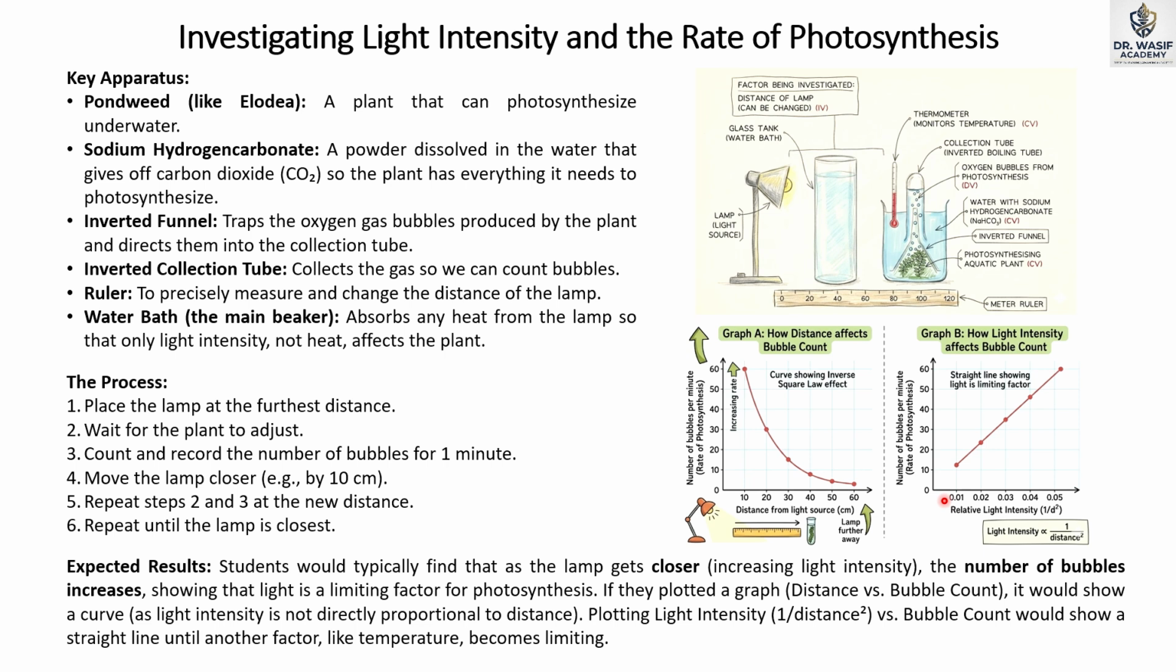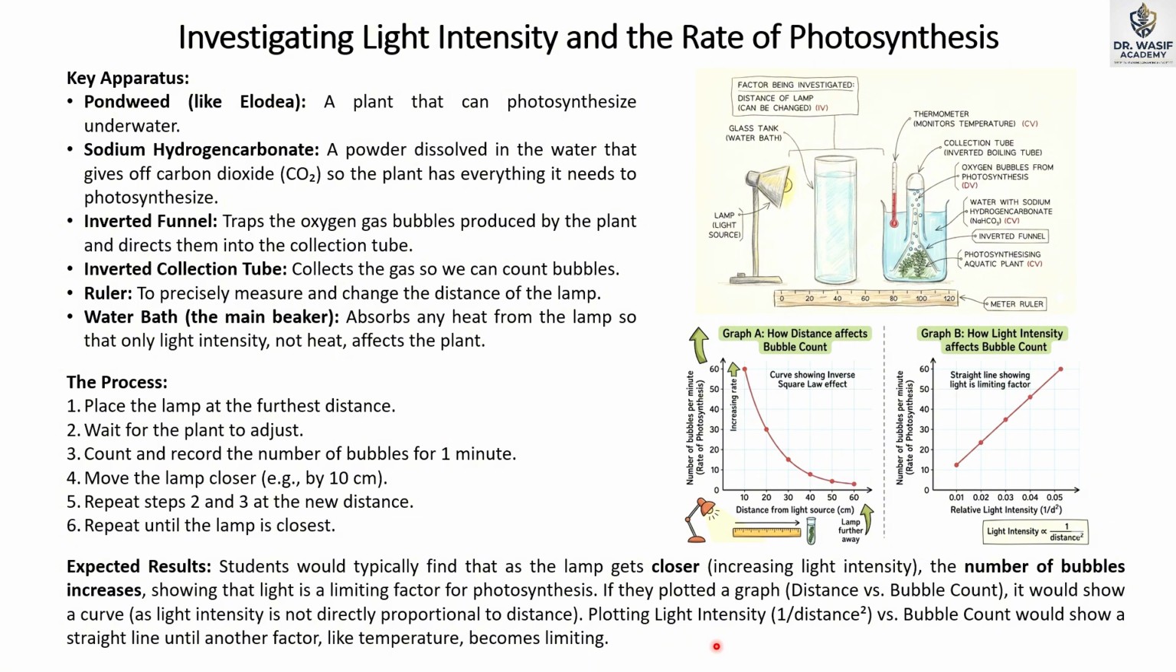However, if you plot light intensity against the bubbles, you get a beautiful straight line. This is a straight line. We are applying this formula here, 1 over distance squared, versus bubble count, which would show a straight line until another factor like temperature becomes limiting. This proves that light is the limiting factor, at least until the line plateaus, because the plant is working as fast as its enzymes will allow. Do not think that this is complicated. This is not complicated.